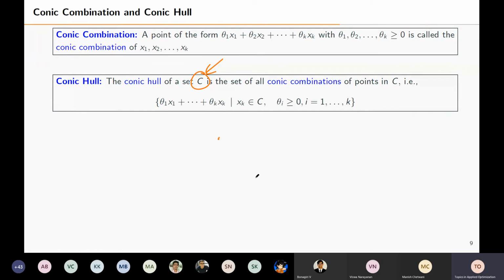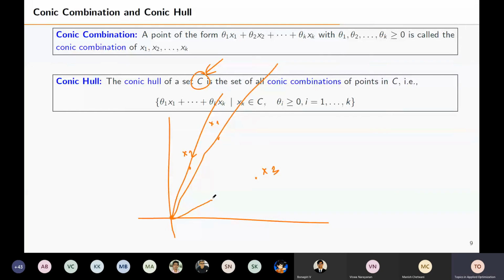So initially I can start with any arbitrary points, let us say x1, x2, x3. If I do a conic hull, all will trace to the origin, right? So the origin is your reference point from where the cone will start, because the origin is always there. Because theta is greater than or equal to 0, it must include all these lines. It must include this, and it must include this. So that's the conic hull.